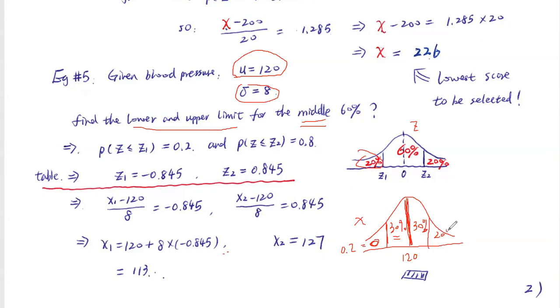Follow me? So based on this information, can we find out what X1 is here, and X2 here? That's our question, right? So X1 will be our lower limit and X2 will be our upper limit. So we can say that between some number here and some number over there, will be the middle 60%. Those people should be healthy people.